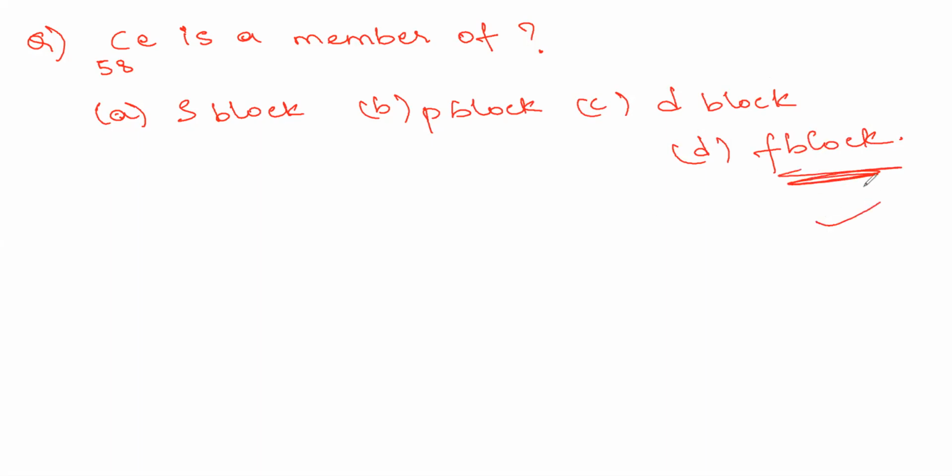Because already we know cerium is a lanthanide. So lanthanides and actinides are F block elements. Next question.